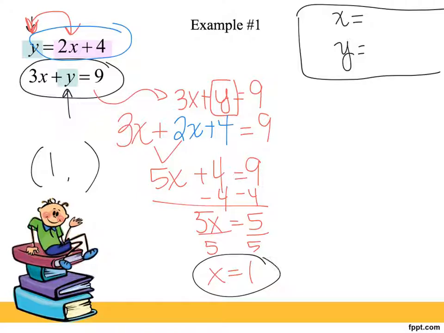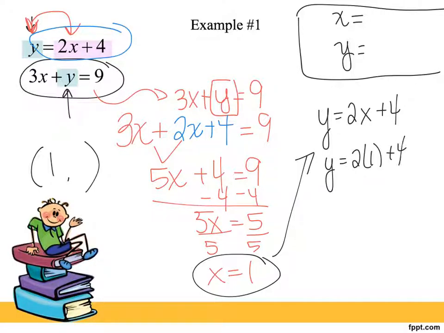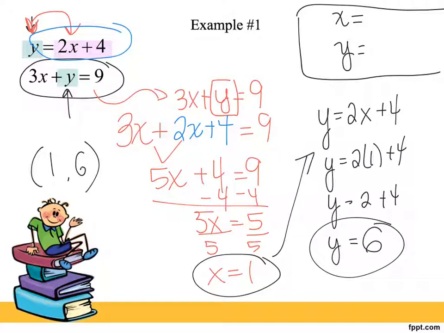Well, we take our x equals 1, and we go into one of the original equations. It doesn't matter which one we choose, as long as we choose one of them. So I'm going to choose y equals 2x plus 4, just because I feel like it, not because of any other particular reason. And I substitute into that formula. y equals 2 times 1 plus 4. y equals 2 plus 4, so y equals 6. And now we have our solution. The solution to this system is the coordinate (1, 6).